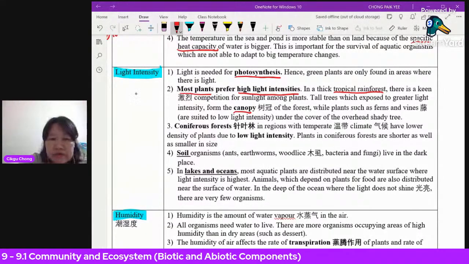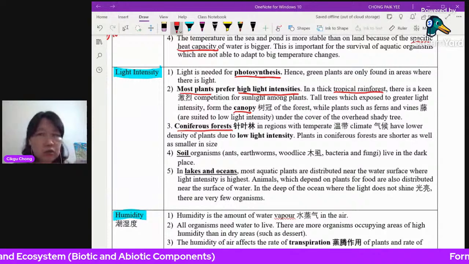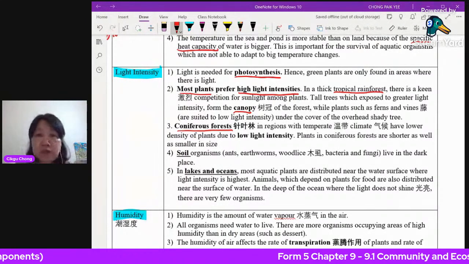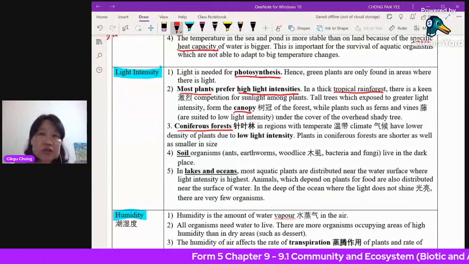Now, coniferous forests. These are forests which are not quite common in Malaysia. These are for temperate countries which experience four seasons. You have autumn, you have winter, and so on.